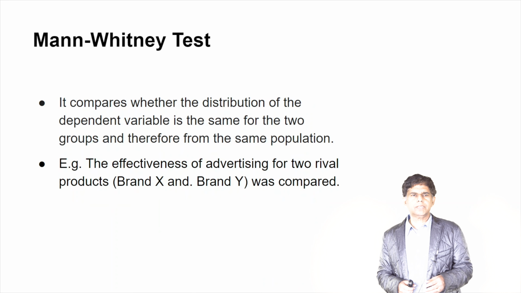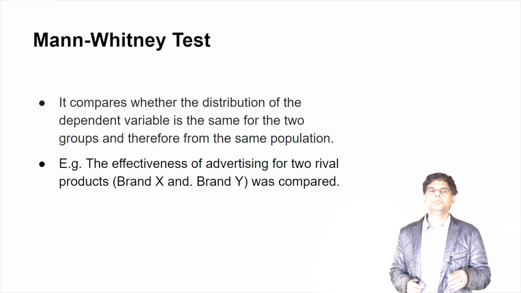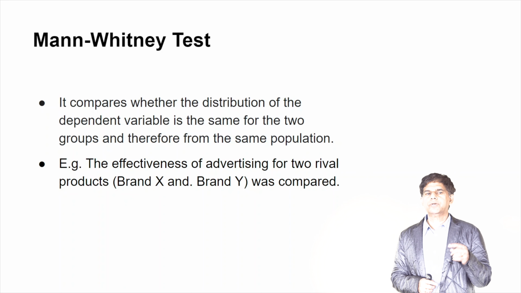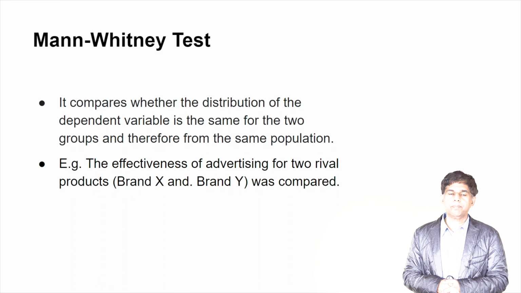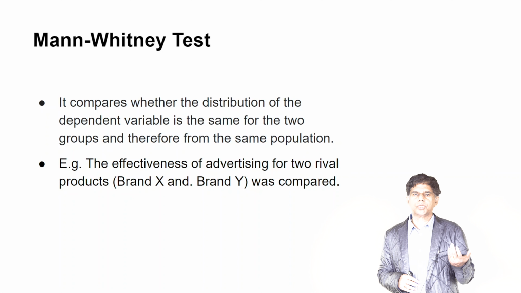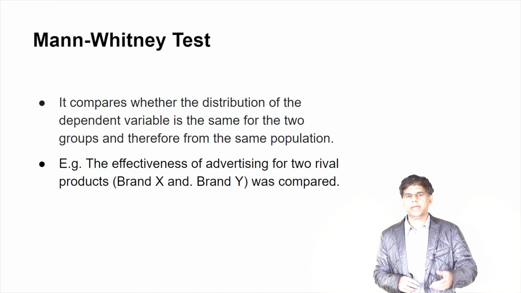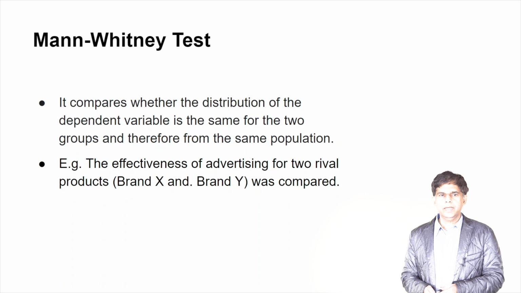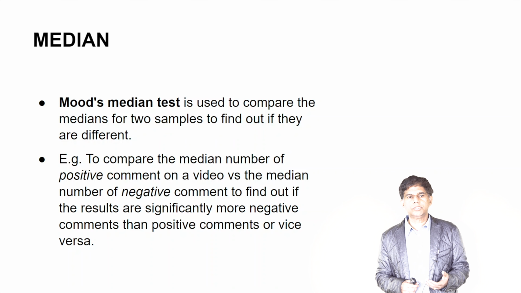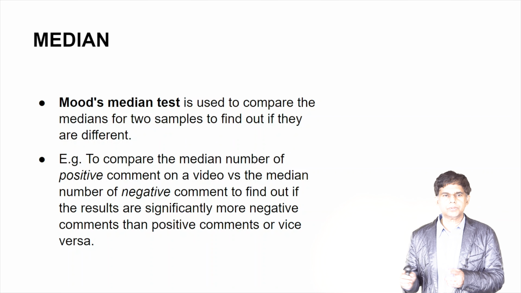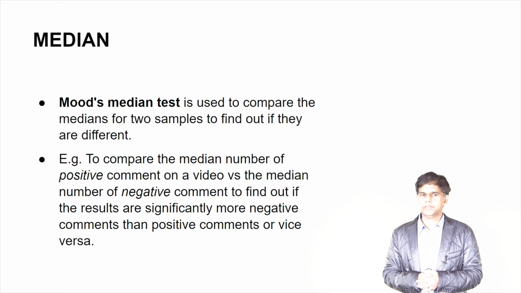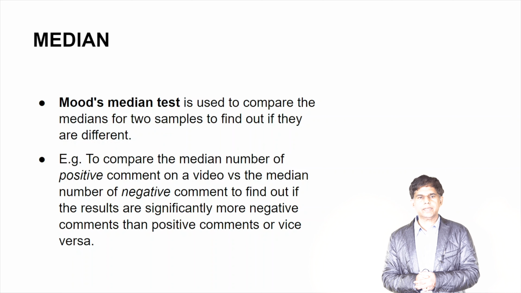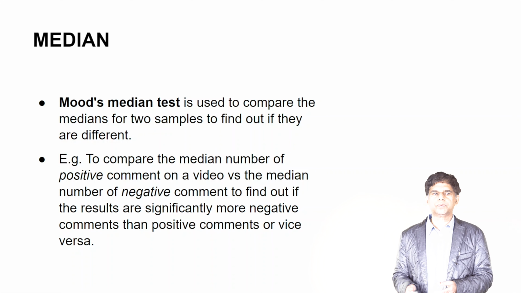So what is the Mann-Whitney test? It compares whether the distribution of the dependent variable is the same for the 2 groups, therefore from the same population. An example for the Mann-Whitney test is the effectiveness of advertising for 2 rival products, brand X and brand Y, which are compared. Now the median test compares the medians of the 2 samples to find out whether they are different or not. For example, compare the median number of positive comments on a video versus the median number of negative comments to find out if the results are significantly more negative than positive, or vice versa.